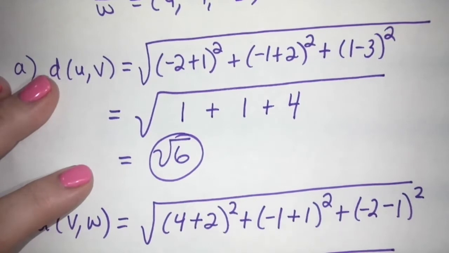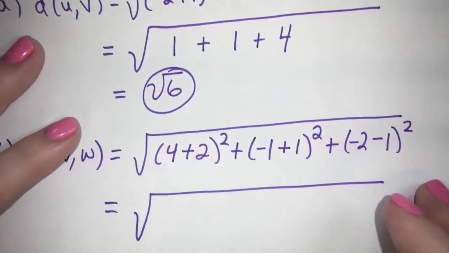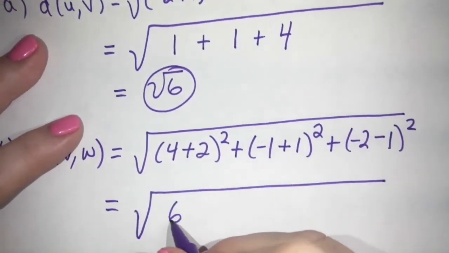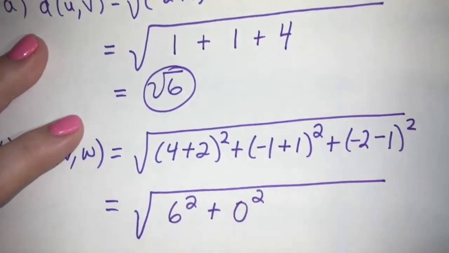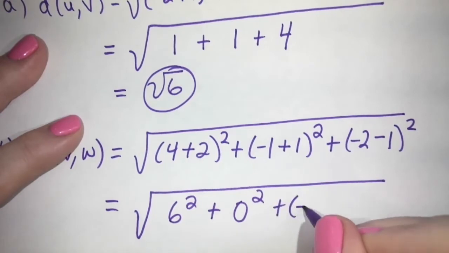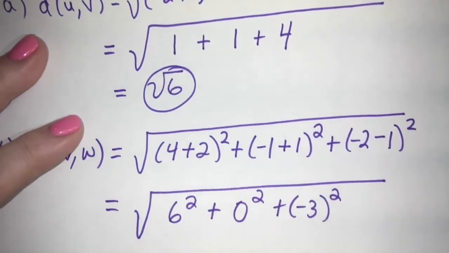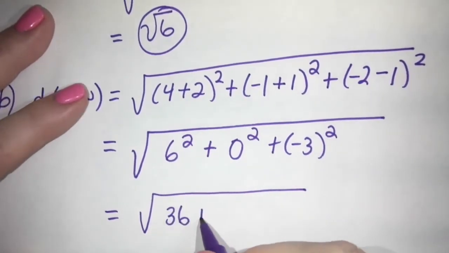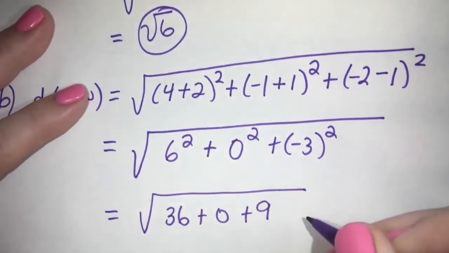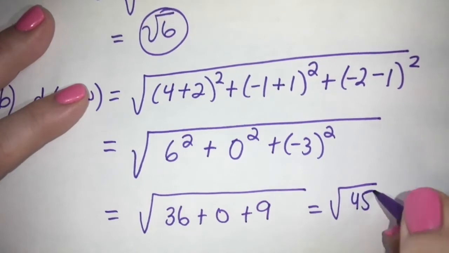So we've got square root. And here we've got 4 plus 2 would be 6. So we've got 6 squared. -1 plus 1 is 0 squared. And -2 minus 1 is -3 squared. Again, any negative squared would be a positive. So we've got 6 squared is 36 plus 0 plus 9. And our answer is √45.